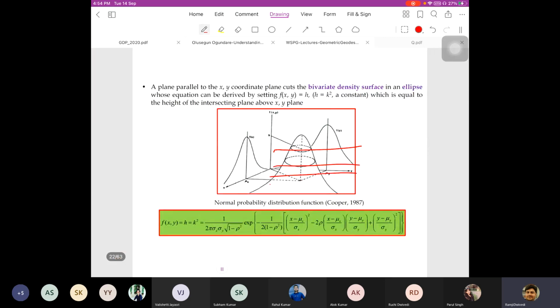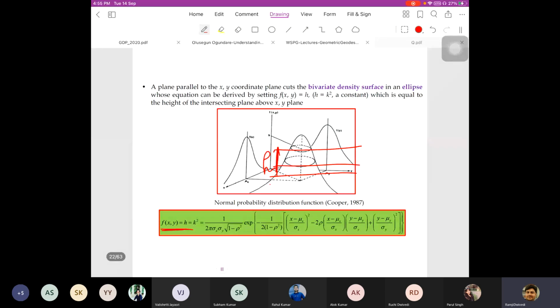You just intersect it from here, from here, from here, and when you see the picture from the bottom, it would be an ellipsoid, or it would be an ellipse considering the 2-dimension, obviously. So the moment you have such a scenario, it is very much clear that a plane parallel to the xy coordinate plane cuts the bivariate density surface in an ellipse whose equation can be derived by setting f(x,y) equal to h, or h equal to k square, a constant which is equal to the height of the intersecting plane above the xy plane. Okay, so if you are intersecting at this height h, we are talking about that. And when you see the bottom, the moment you cut it and try to see from the bottom, you will see an ellipse.